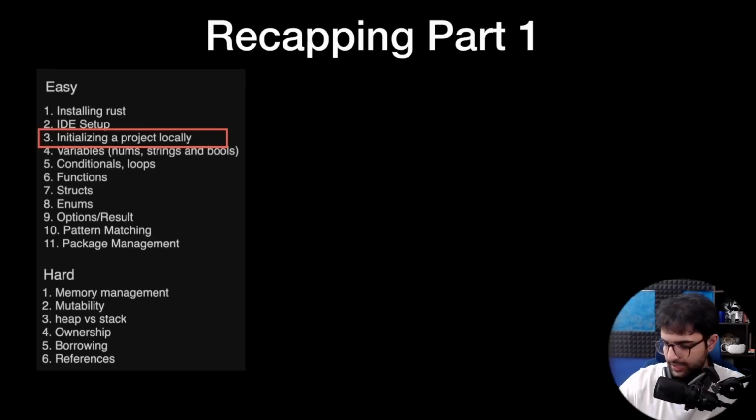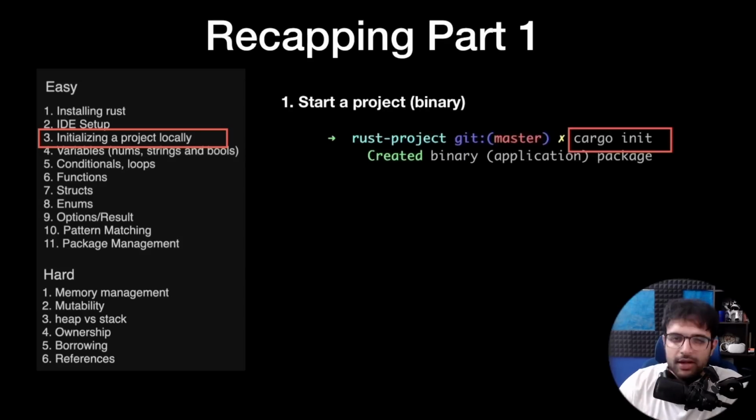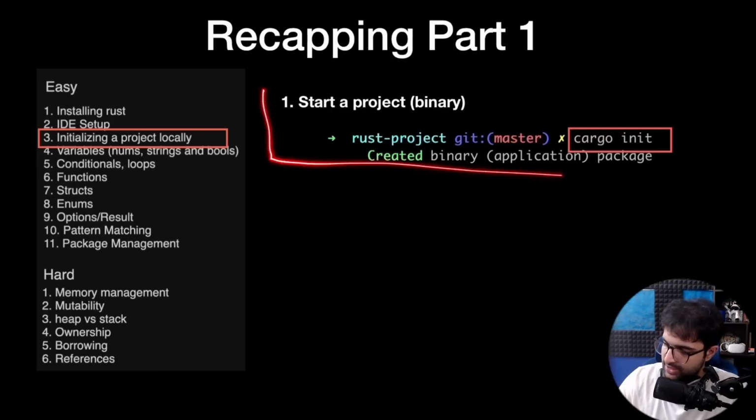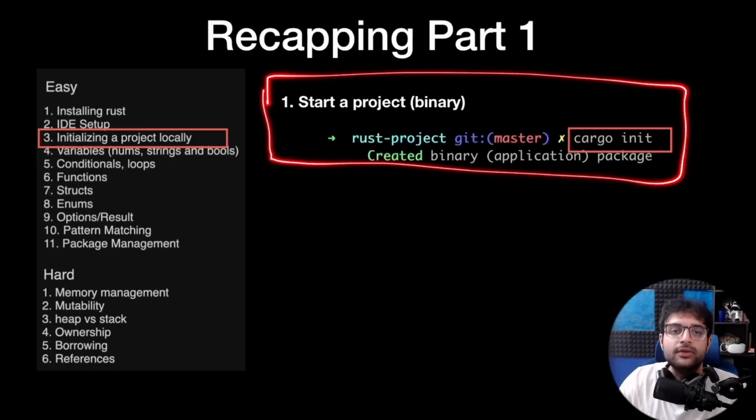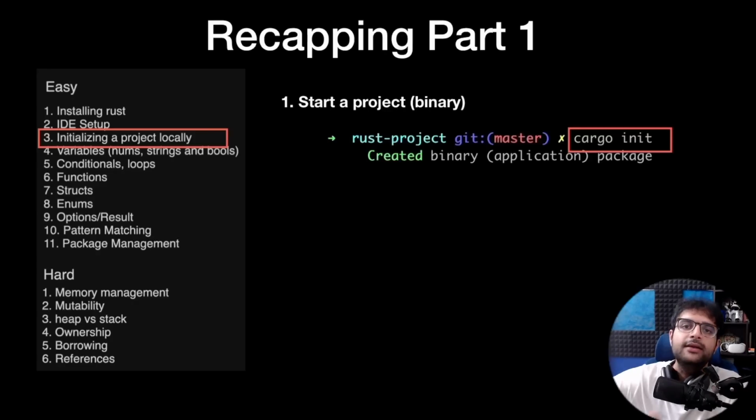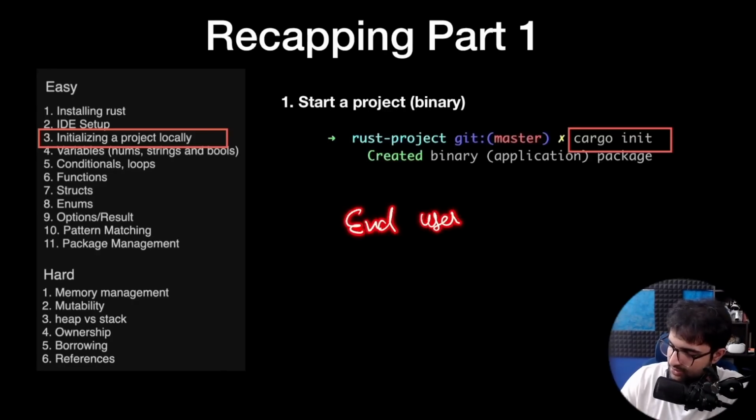All right. Initializing a Rust project locally is fairly simple if you have Rust installed locally. There are two types of projects in Rust. One are called binaries and one are called libraries. Binaries are mostly what we will be dealing with today, and as the name suggests, a binary is a final binary that you run. It is like an end user application.